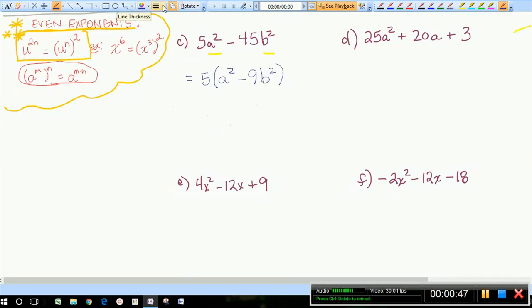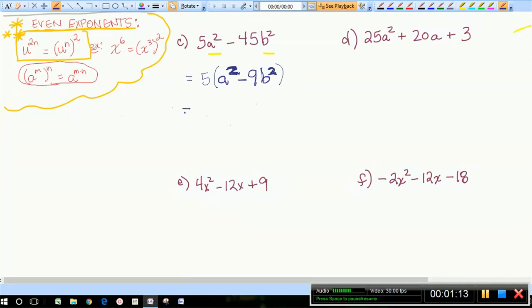Now, in the parentheses, what do we have here? Okay, what would a squared minus 9b squared be? Letting you think about it. The difference of two squares.